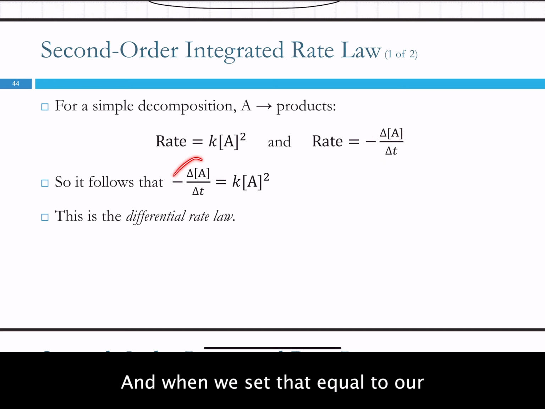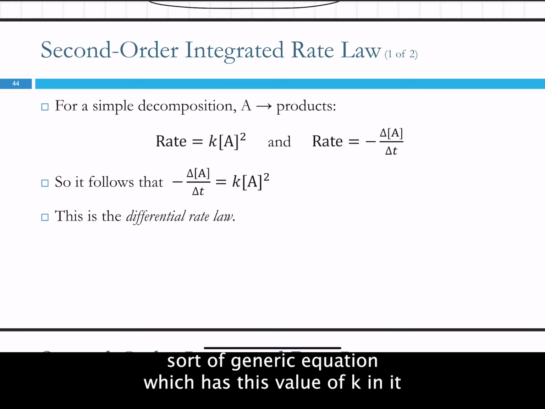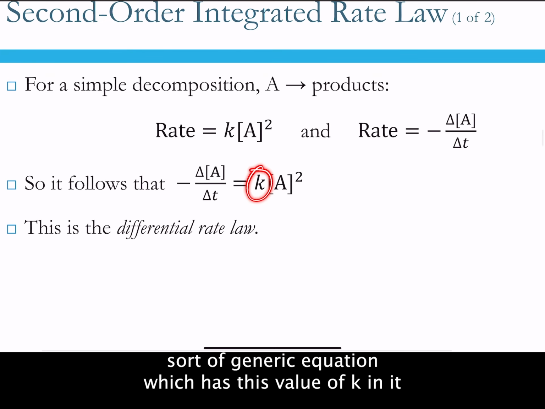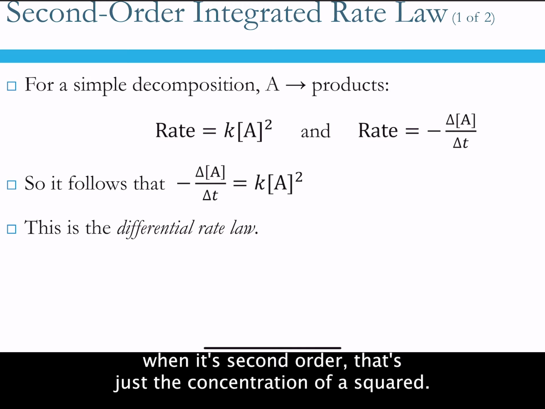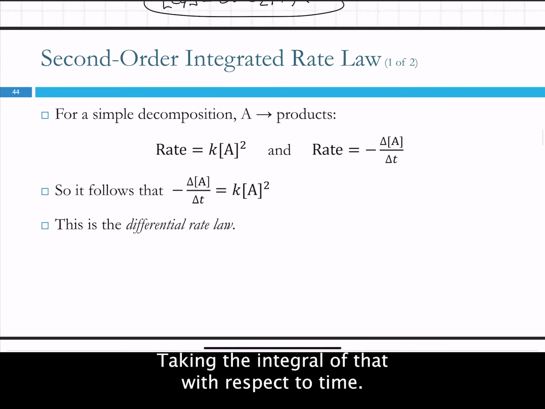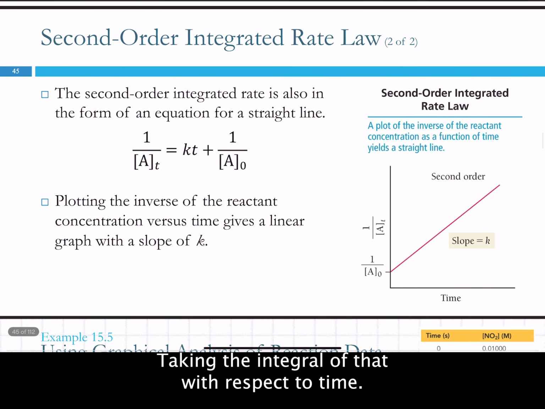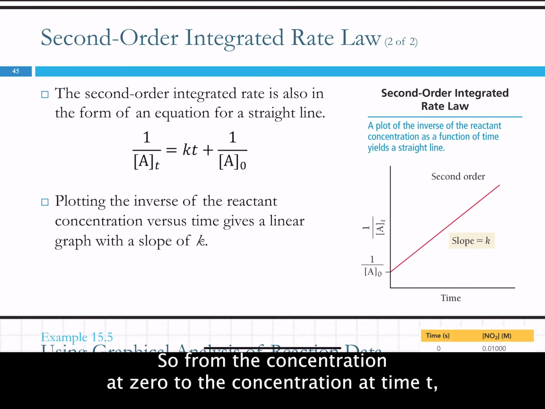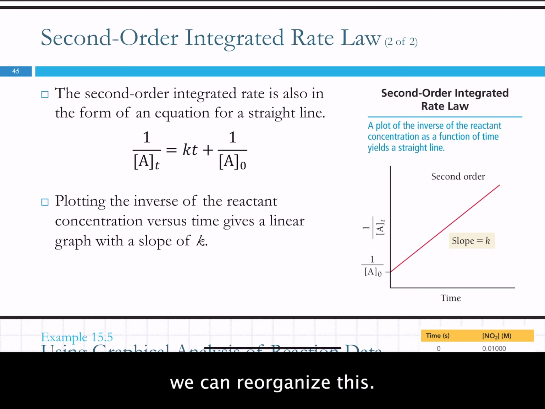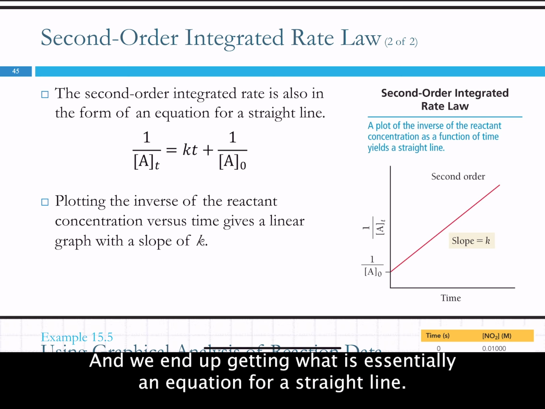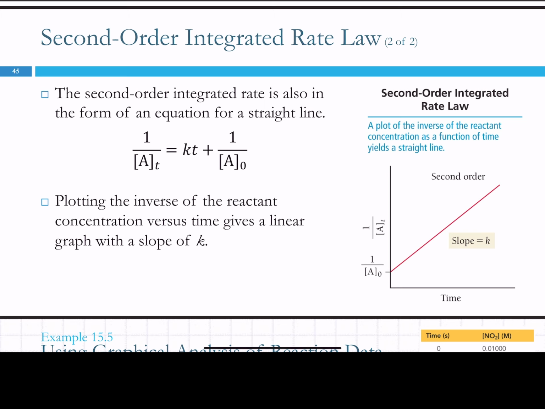And when we set that equal to our generic equation, which has this value of k in it, when it's second order, that's just the concentration of A squared. Taking the integral of that with respect to time, from the concentration at 0 to the concentration at time t, we can reorganize this and we end up getting what is essentially an equation for a straight line.